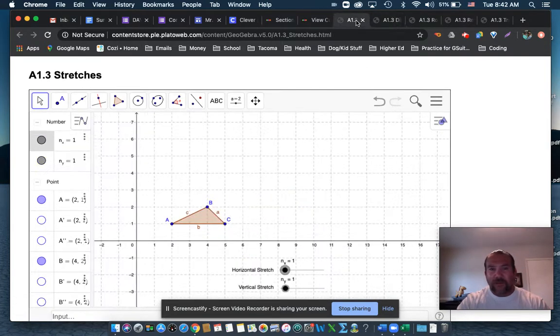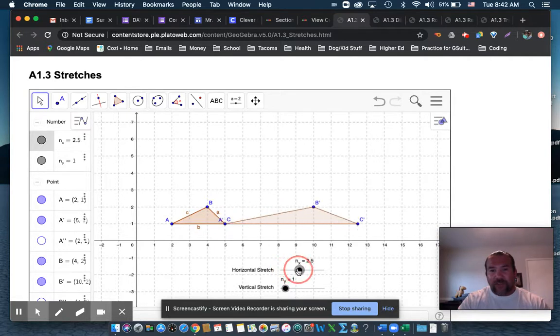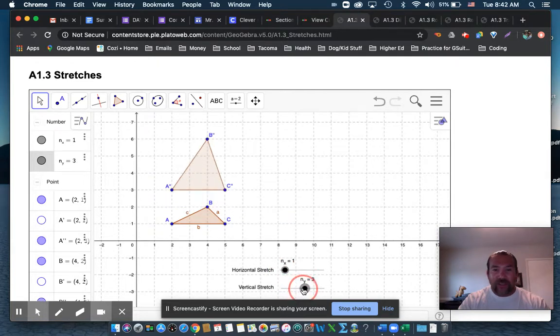Now the one that can be kind of tricky is stretches. So a stretch, if I'm stretching horizontally, watch what happens as I drag the slider. Only the x values are changing. Notice that the figure is not getting any taller, it's just getting wider. If I drag this vertical stretch, it moves up, but it does not move horizontally. Very similar to dilation in that you're going to be multiplying, but if it's a horizontal stretch, you're only applying to the x's. If it's a vertical stretch, you're only applying to the y's.